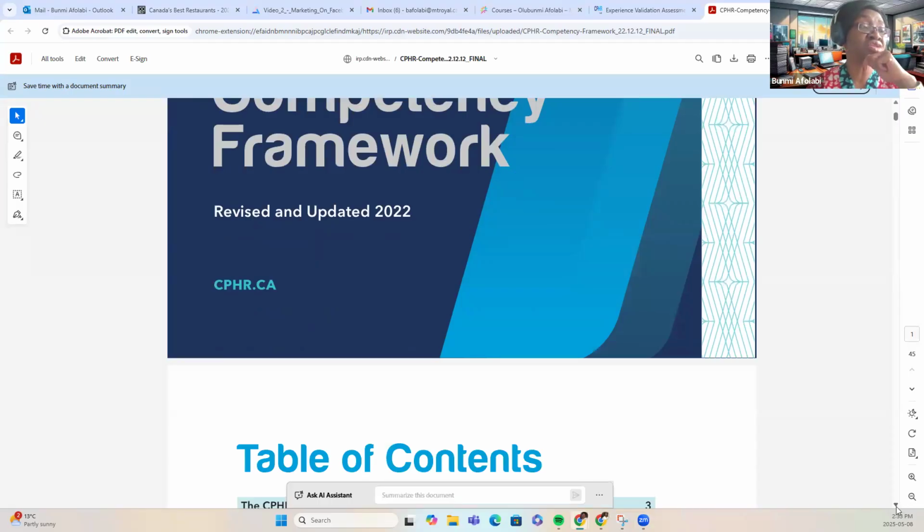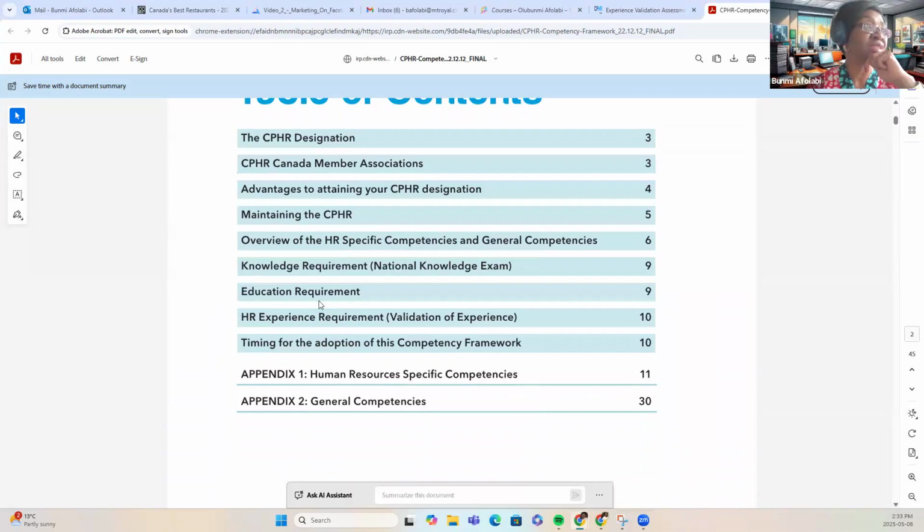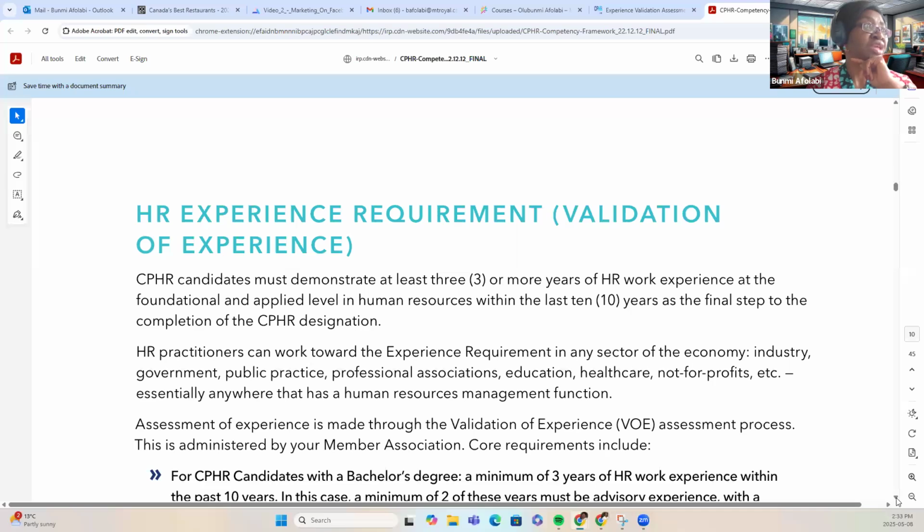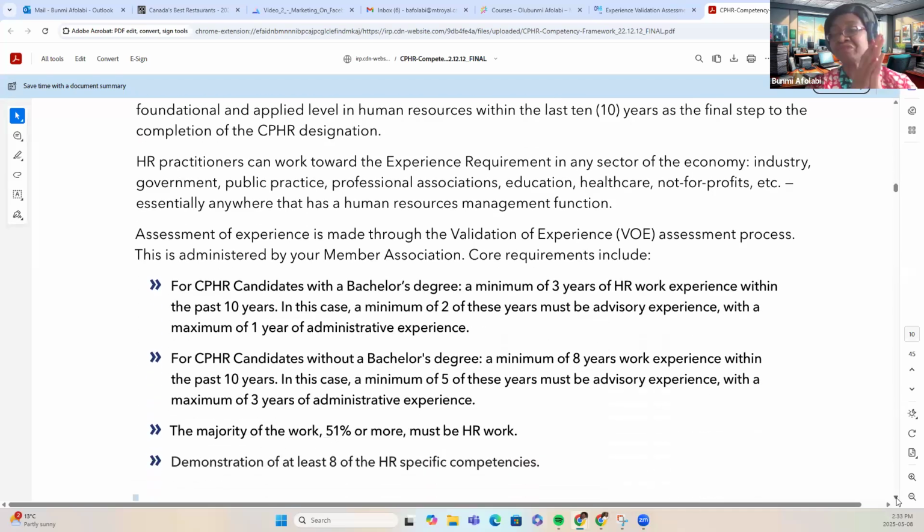Now we're going to go straight to where it talks about the validation of experience. This is really what we want to look at. I'll expand the screen so you can see what I'm doing. Now, a few things are really critical here. First of all, when you pass your CPHR exam and you become a CPHR candidate, you need at least 3 years of experience, a maximum of 1 at the administrative level and at least 2 at the strategic level before you can apply for your experience to be validated.